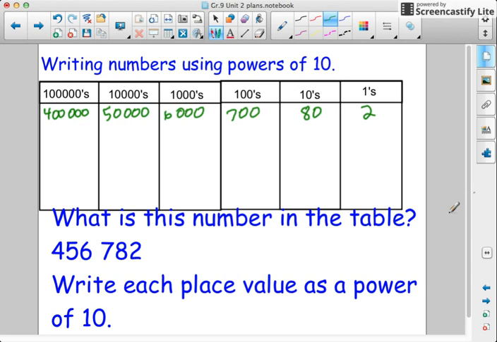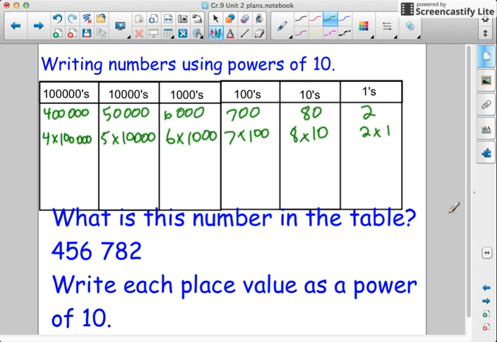So now we're going to split it up. So this would be 4 multiplied by 100,000. This would be 5 multiplied by 10,000. This would be 6 times 1,000. 7 times 100, 8 times 10, and this is 2 times 1, we could say.